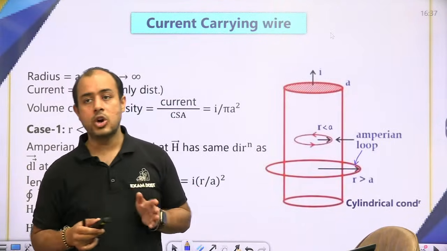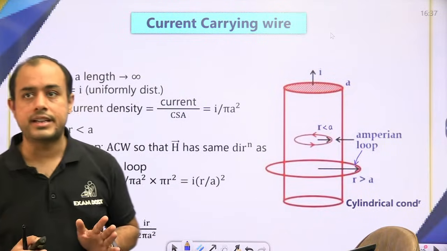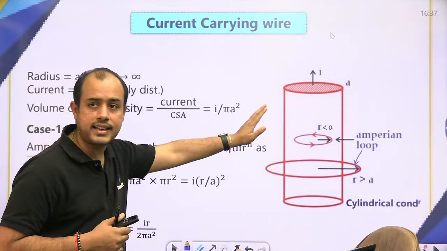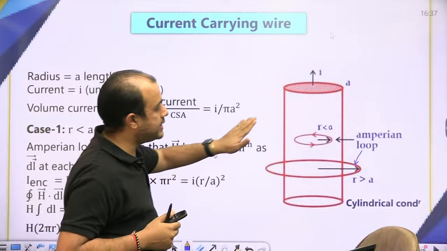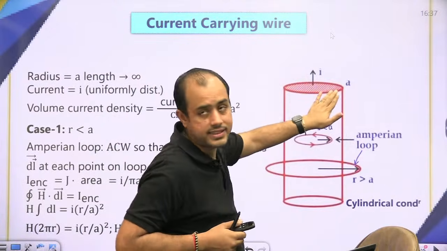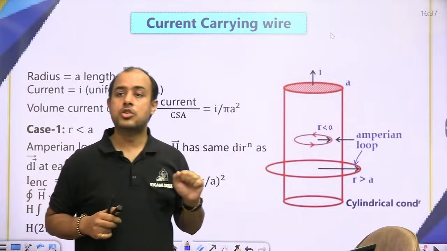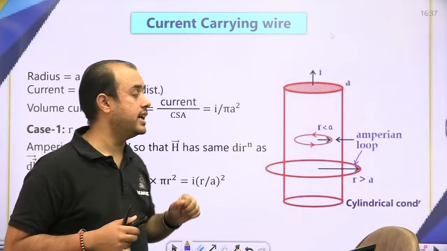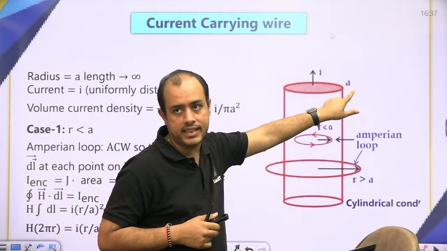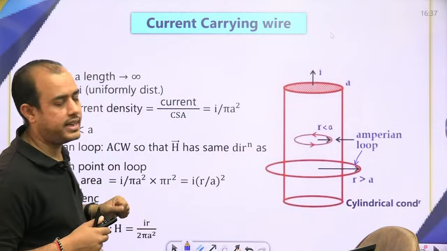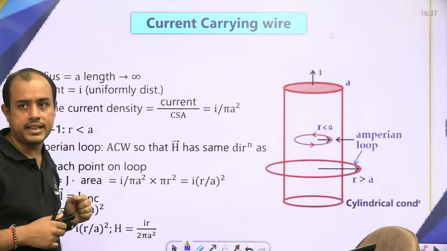Now Ampere's law will be used wherever there is a symmetric current distribution, like a current carrying wire, where current is uniformly distributed inside the wire. So what is the current per unit area? It will be I upon area, so I upon pi a square. That is the current density.